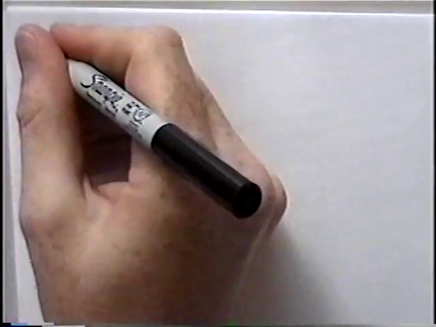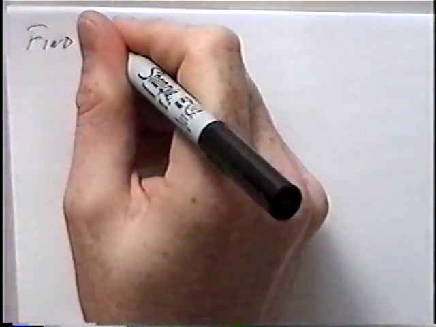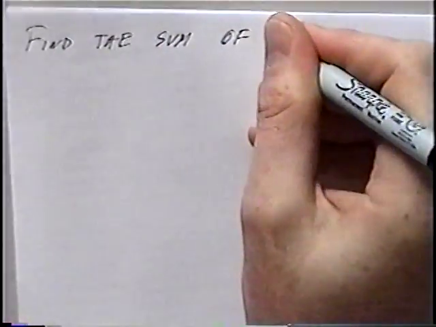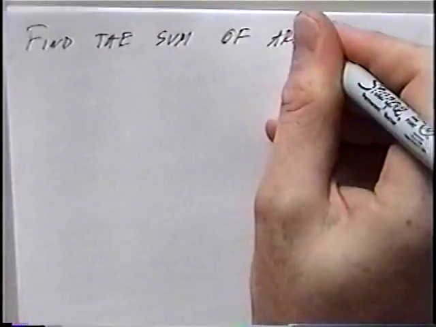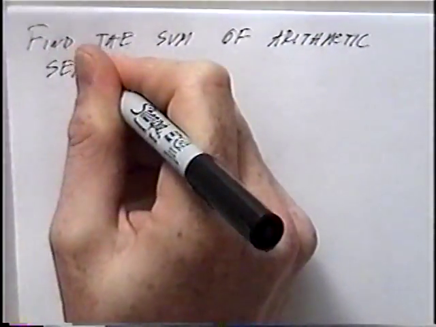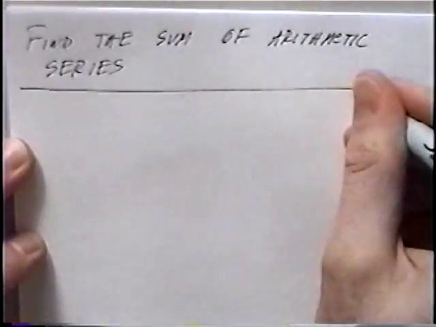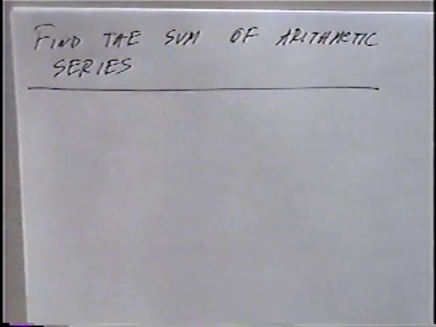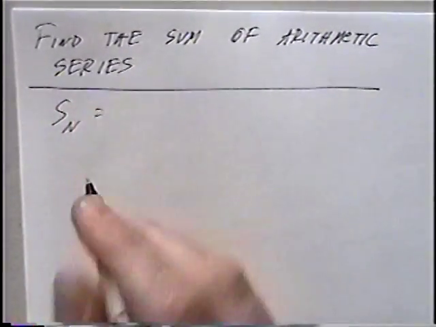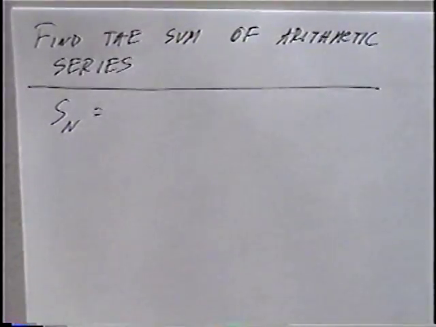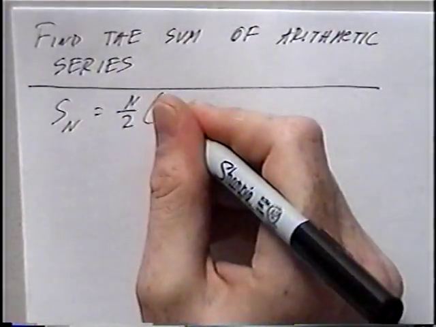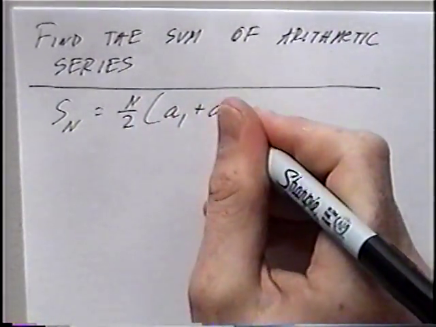First section of notes today is titled Find the Sum of Arithmetic Series. Two formulas for the section. S sub n, which stands for the sum of the n number of terms in the sequence, is n over 2 times a sub 1 plus a sub n.